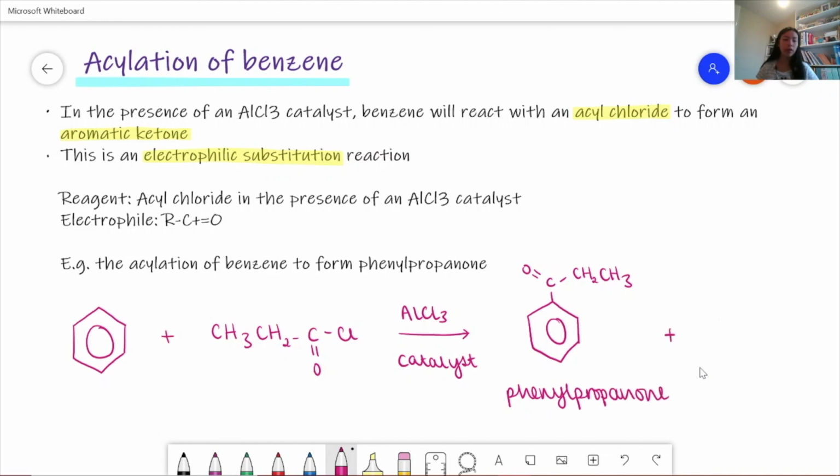And we also form HCl. And this is because we've taken off a hydrogen off this benzene ring and reacted it with the chlorine from this propanoyl chloride. So again, we can see that we've extended the carbon chain.